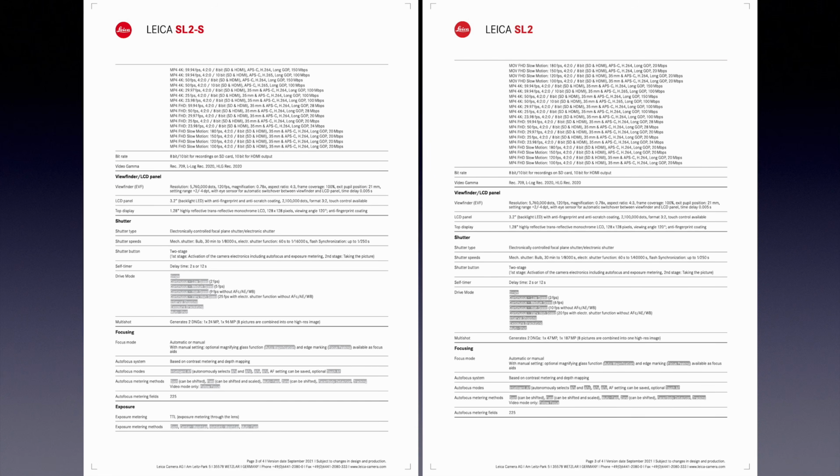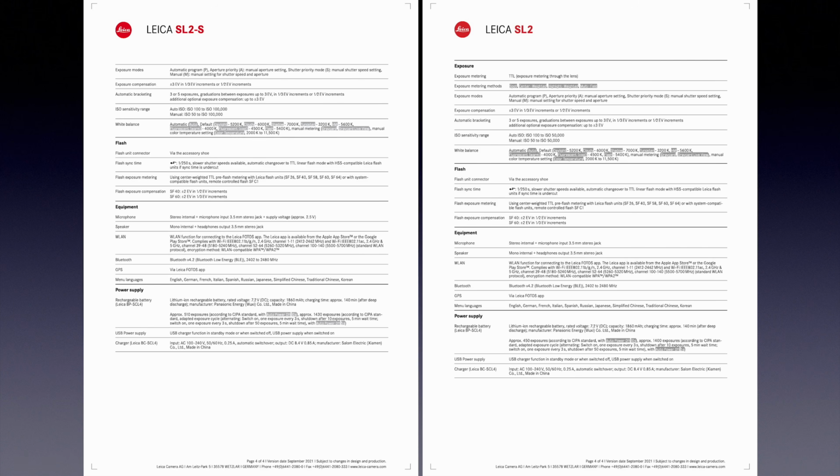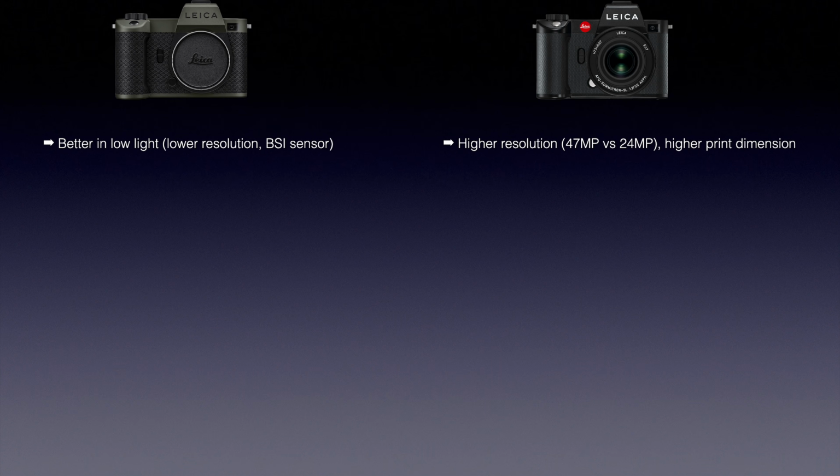Next page of specifications, no differences at all. We have the same viewfinder, same LCD panel, same shutter, same focusing method, same exposure metering method. But based on the experience I have from my few days with the Leica SL2-S in video mode and in continuous shooting, tracking and generally autofocus tracking is a bit more snappy and a bit quicker on the SL2-S, again based on the lower resolution and the smaller file size if you go for burst shooting. Last page of specifications, again no difference. We have exactly the same specifications.